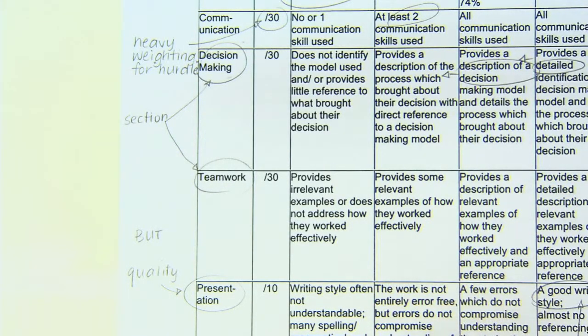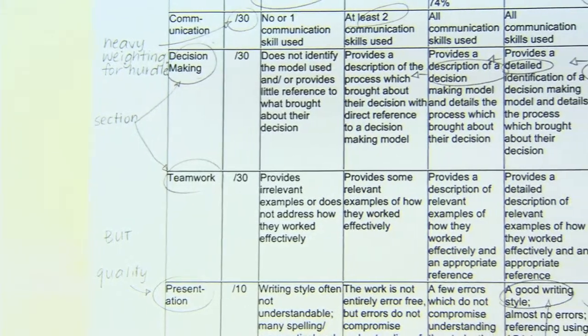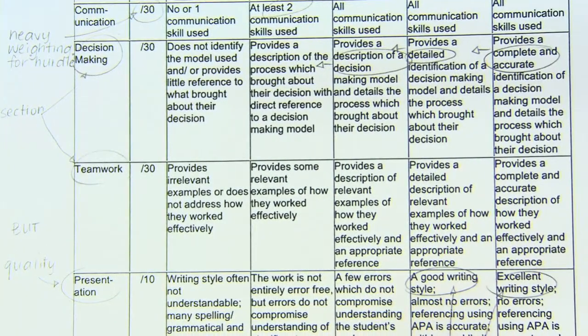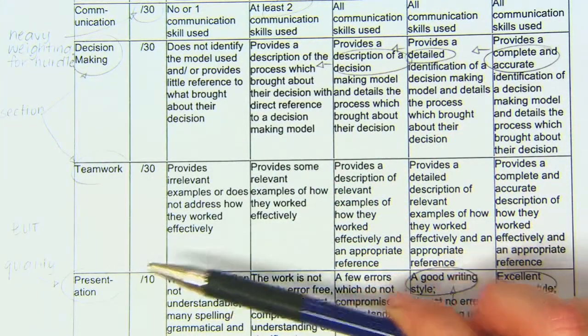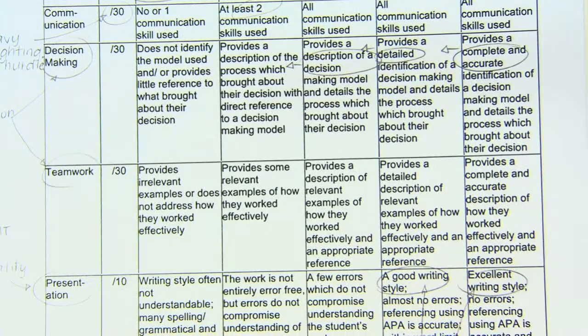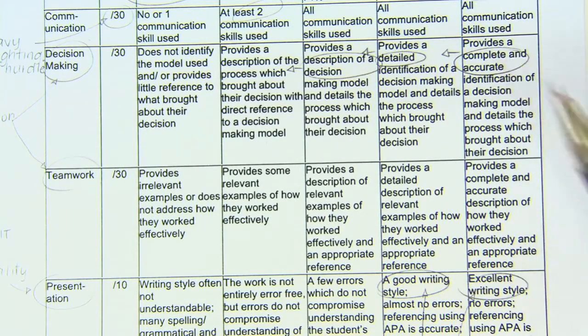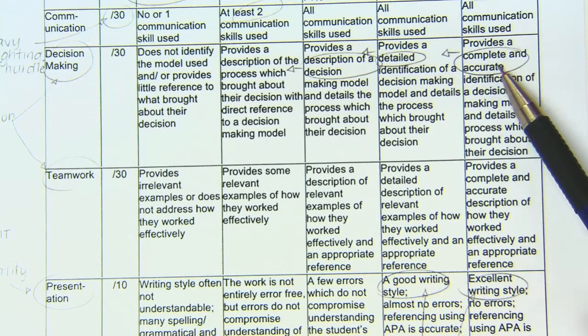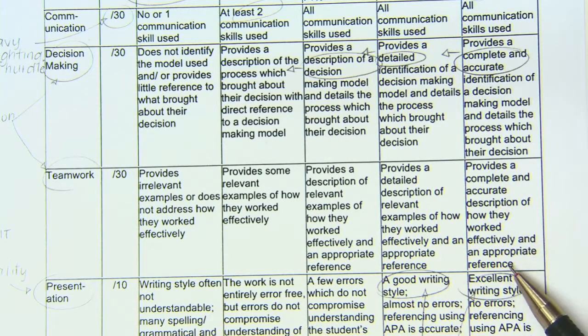A different way to go about this would be to think about the qualities of the decision making and teamwork sections and make these the criteria. So for example, if I look at the top level, outstanding, on both of these, I find the key indicators of what good quality work is. Completeness, accuracy... this is such a poor rubric.